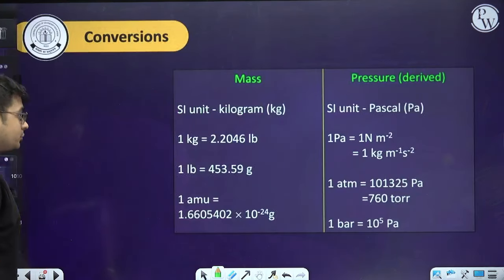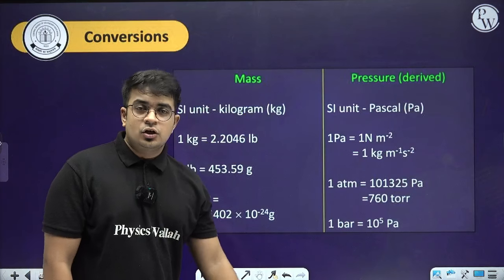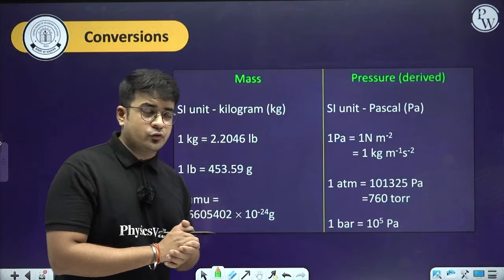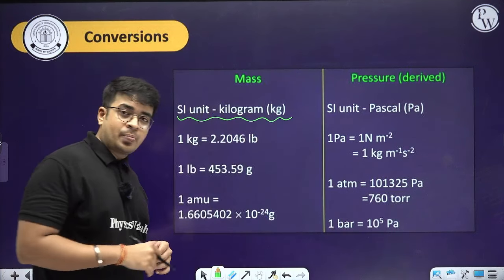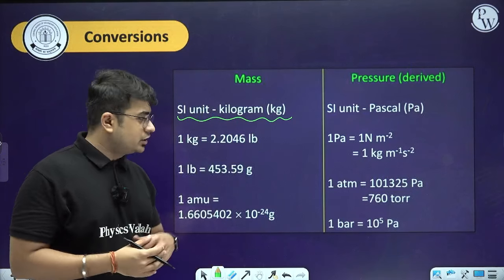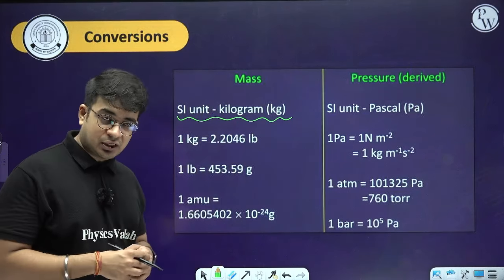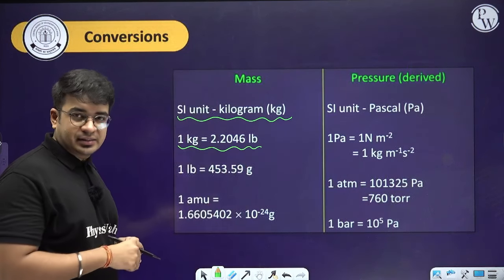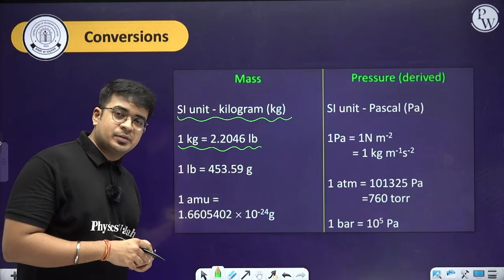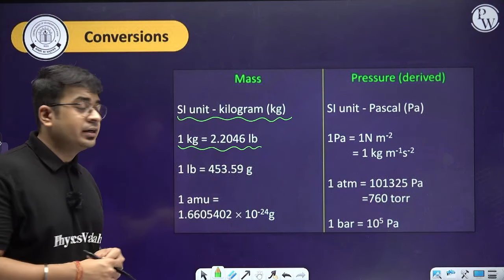We have the first part, which is mass conversions. In case of mass, we have different types of units. The SI unit, which is very clear, is kilogram, but in the English system we generally use pounds, lbs. So 1 kilogram is basically 2.2046 lbs, and 1 lb is basically 453.59 grams.